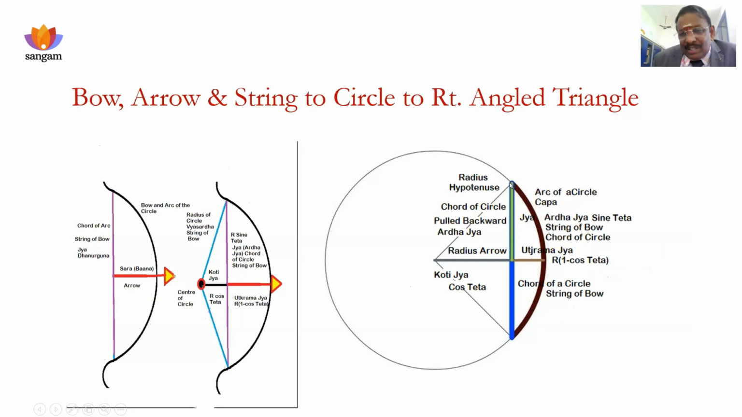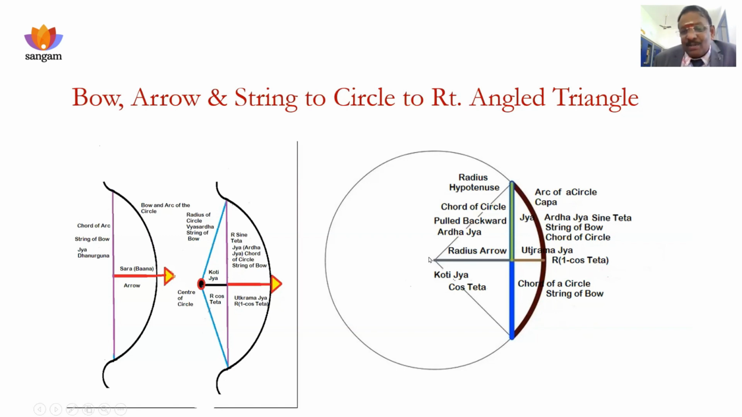This is one side of the triangle, the other side of the triangle. This we can say is the height. This is the base. And this is the hypotenuse or karnam. This karnam or hypotenuse is nothing but the radius of the circle. This we have to understand. This is the basis of ancient Bharatiya trigonometry. So this radius of the circle is the hypotenuse of this right angle triangle.